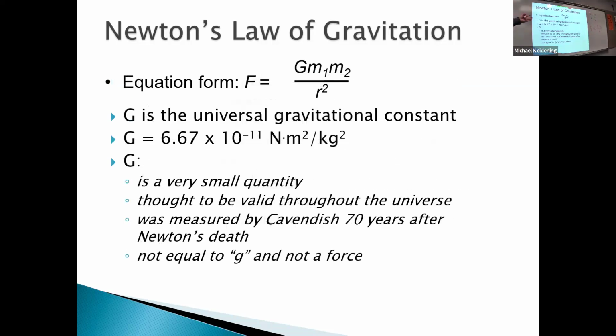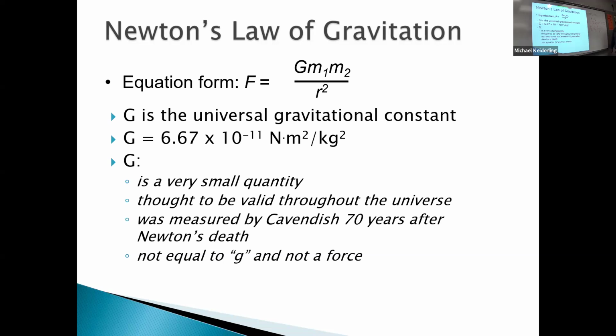So the equation is of the form: the force of gravity equals G times M1 times M2 divided by radius squared, where G is a constant, the universal gravitational constant. This is capital G as opposed to little g. Capital G is 6.67 times 10 to the minus 11 Newton meters squared per kilogram squared. And what that means is if you put in kilograms and meters, you get out newtons.